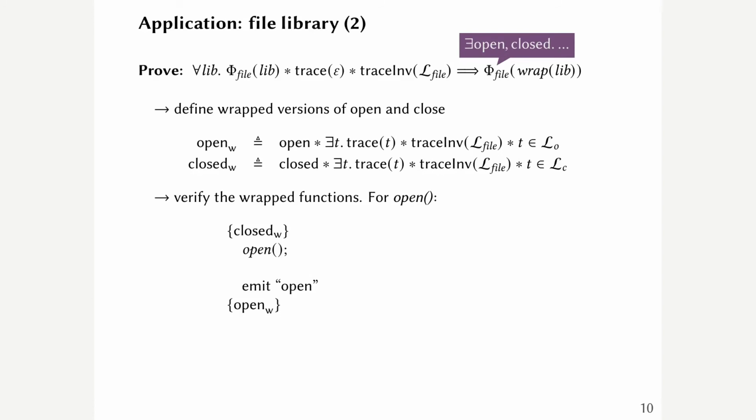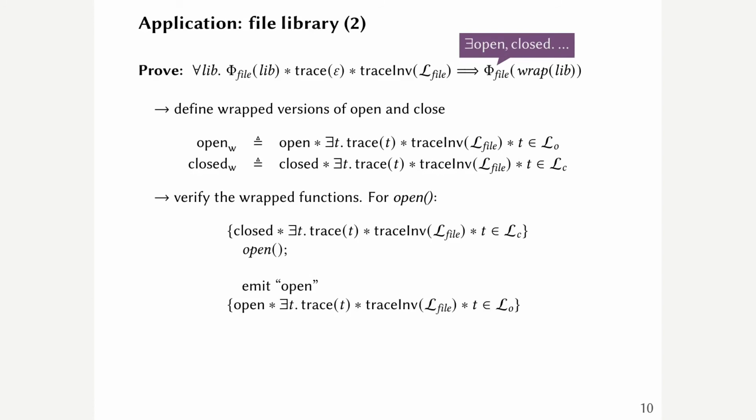And then the first step of the proof is simply unfolding the definitions. Then we apply the specification for the underlying open, which turns closed to open. And finally, we have to justify the emit with the open label by showing that the trace invariant is preserved and that the trace indeed goes from belonging to language LC to language LO. And this holds because we have a corresponding transition in the automaton.